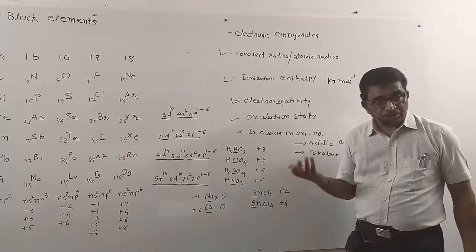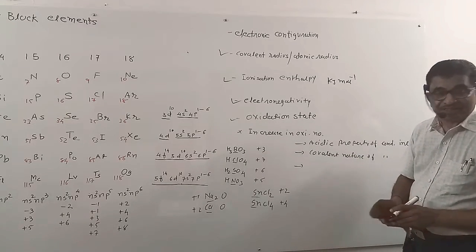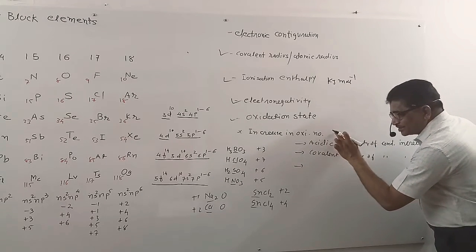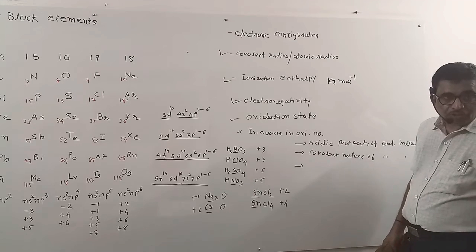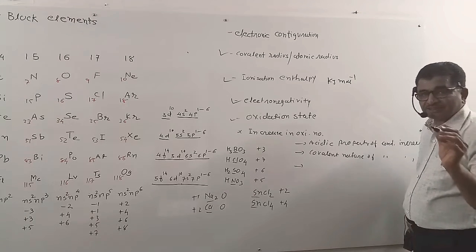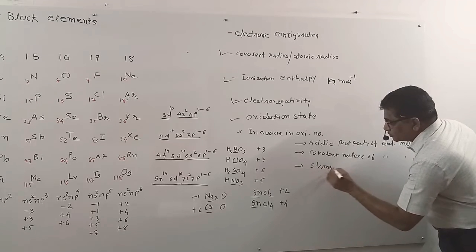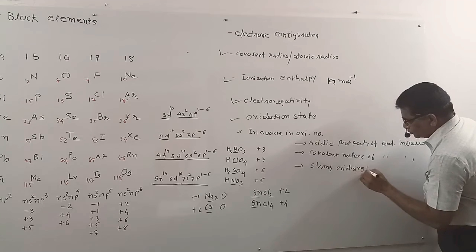So another important property is oxidizing agent. If the oxidation number increases, the strong oxidizing agent property is also increased.